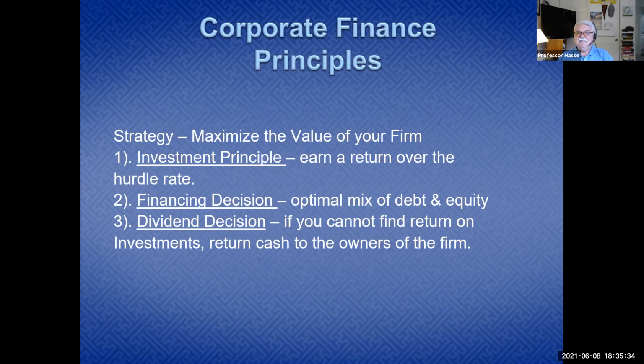A second one is how you're going to finance your assets. Remember, there's three ways of obtaining capital: profits, debt, and equity. If you're not making any profits, you're going to have to figure out debt and equity. What is the mix of that debt and equity? How much are you going to borrow? How much are you going to ask for investment from investors?